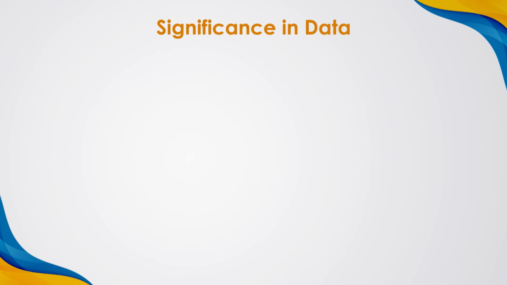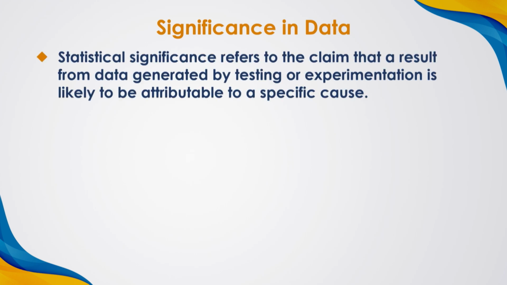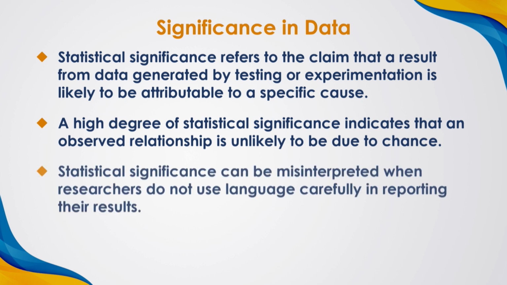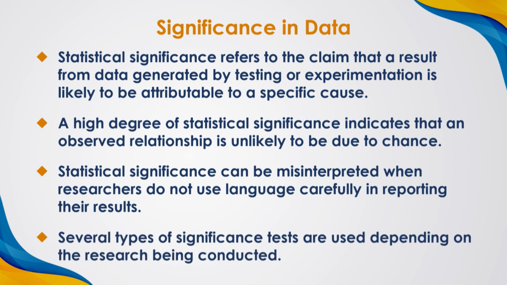So, what does significance in data mean? Statistical significance refers to the claim that a result from data generated by testing or experimentation is likely to be attributable to a specific cause. A high degree of statistical significance indicates that an observed relationship is unlikely to be due to chance. Statistical significance can be misinterpreted when researchers do not use language carefully in reporting their results. Several types of significance tests are used depending on the research being conducted.